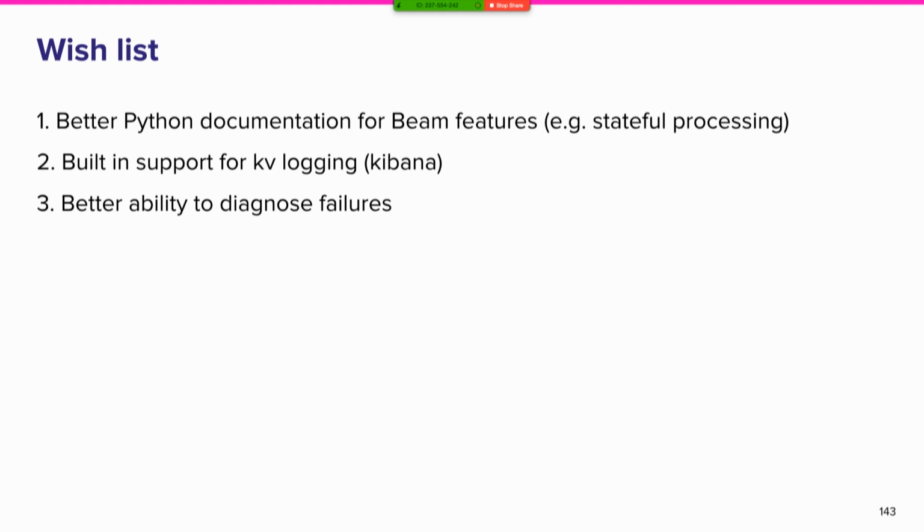KV logging is a pretty minor thing. I mean, we just have this way of logging at Lyft where we have key value pairs that we emit logs for, and then it's just easily accessible in Kibana. I think that's just some Apache configuration, but it's not necessarily built in.